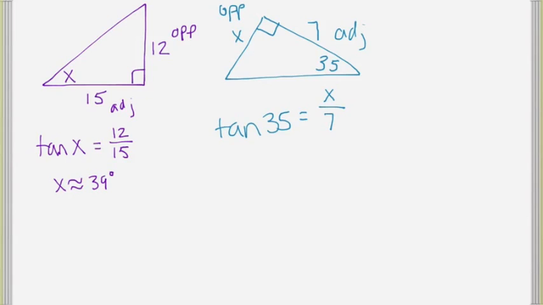We need to get x alone by doing what? Multiplying by 7. And 7 tangent 35 is what you want to evaluate. So type that into your calculator in the appropriate way. Remember, for a side, you do not use the second. This is a plain tangent. And I get about 4.9, or you could round that up to 5.